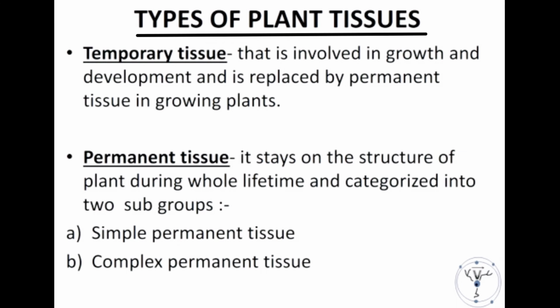Plant tissues can be broadly classified into two categories, a temporary tissue category and a permanent tissue category.